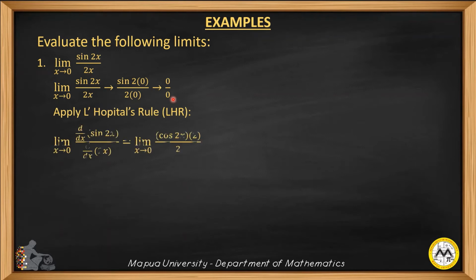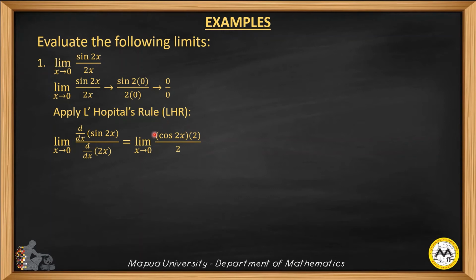Applying L'Hopital's rule, what we do first is to differentiate the numerator sine of 2x and divide it by the derivative of the denominator 2x before evaluating the limit as x approaches 0. Hence, we will have, for the derivative of sine 2x, cosine of 2x times 2. I hope by this time you're able to follow how we come up with this expression. As to the derivative of the denominator 2x, we will have just a 2.